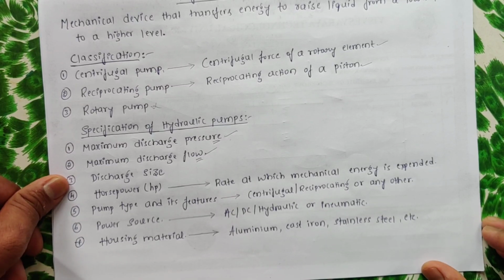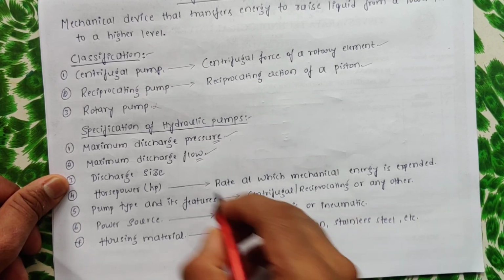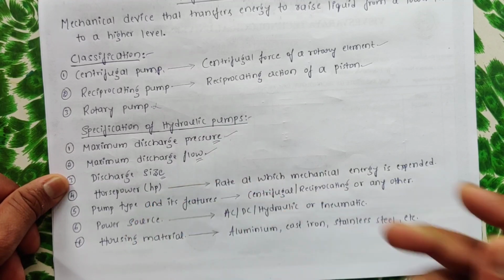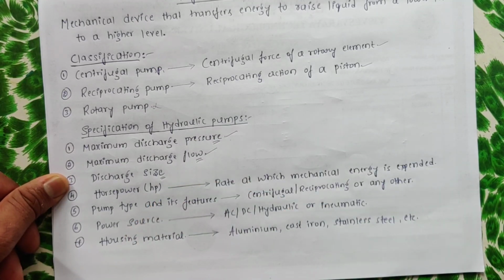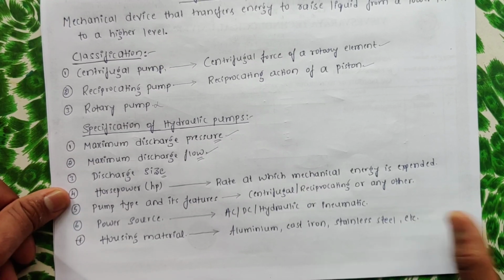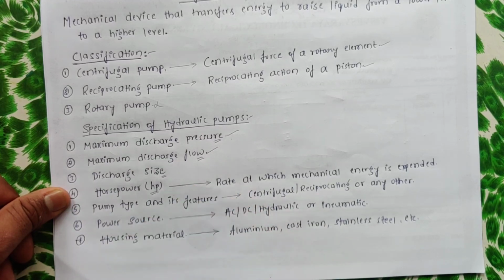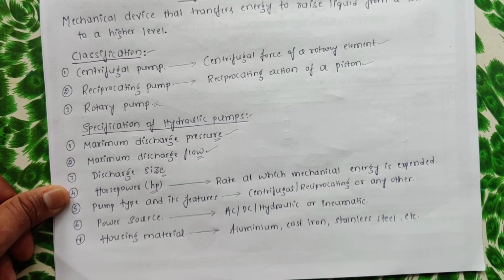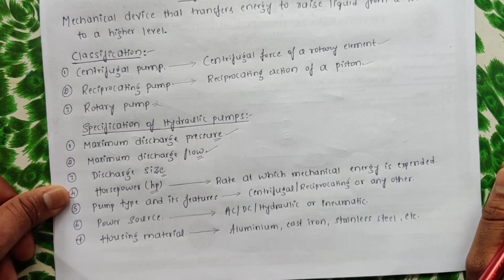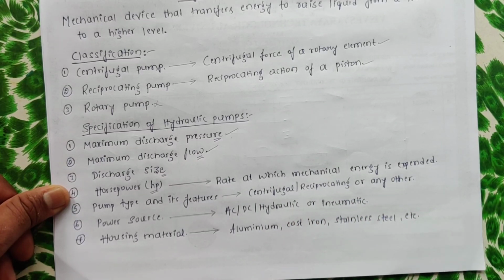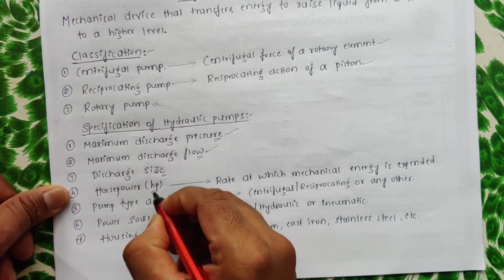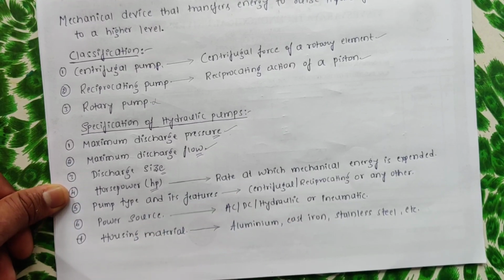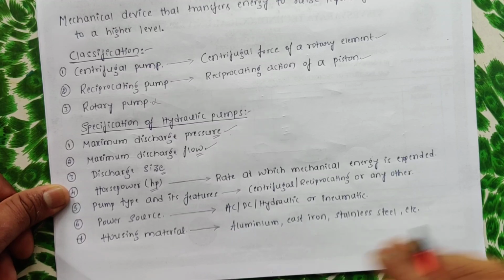The third is discharge size. It is basically the size of the delivery pipe that matters, and it is one of the important specifications. Next, horsepower. It is a very important specification of a hydraulic pump, the rate at which mechanical energy is expended. We actually evaluate a mechanical pump with respect to this horsepower.